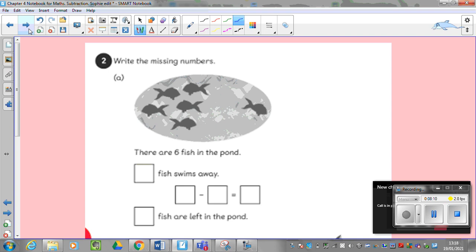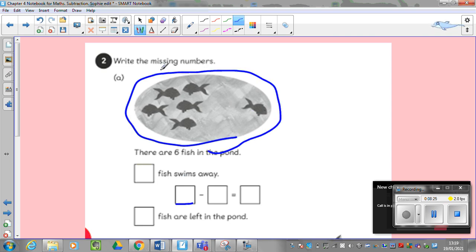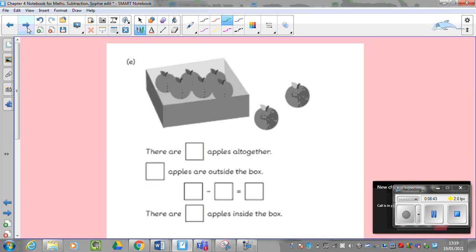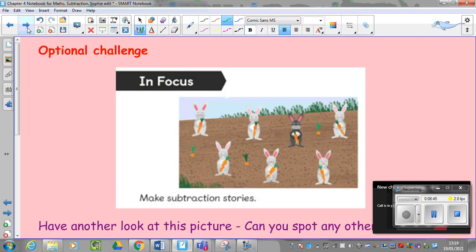This one's a little bit different. You need to look at the whole number, which has been given to you here. There are 6 fish in the pond. This fish swims away. So how many is that? Write it here. Your whole number, take away your part, equals your other part. And then you need to put your other part here to complete the sentence. Okay, there's a few pages of those.